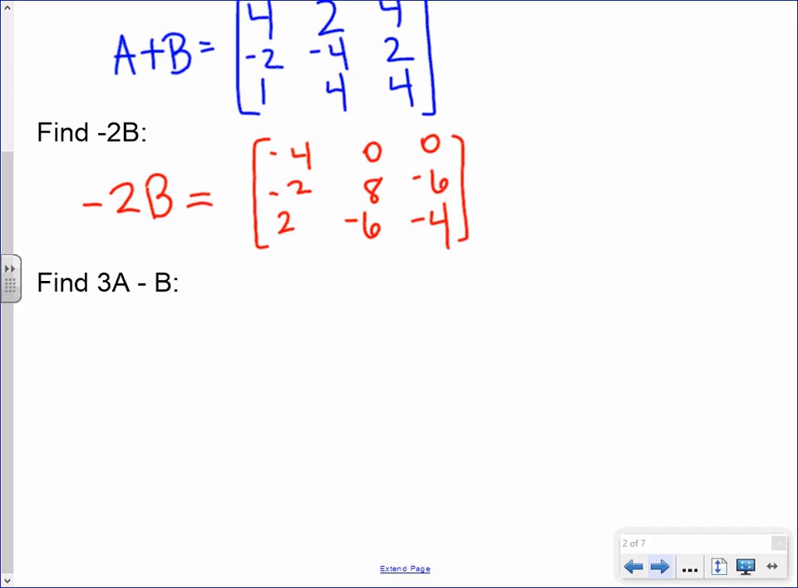Okay, now we're going to find 3A minus B. My suggestion to you would be to not do too many steps at once. Since we are finding 3A minus B, I think it would be in our best interest to figure out what 3A is and then subtract B.